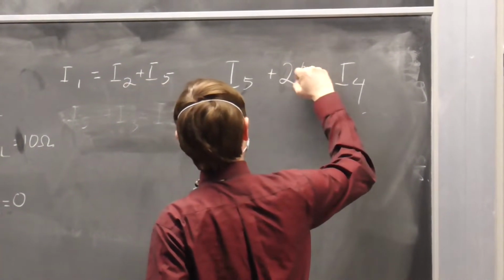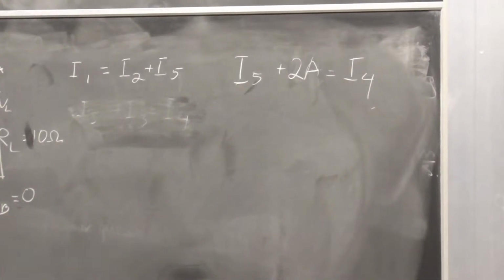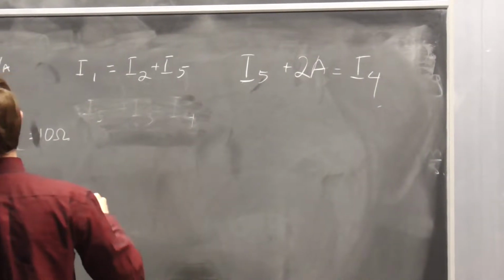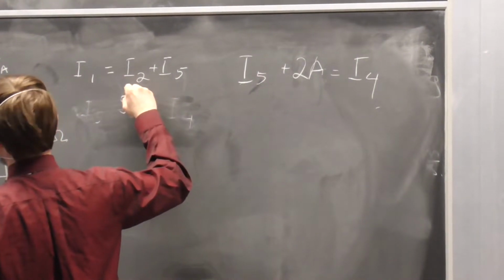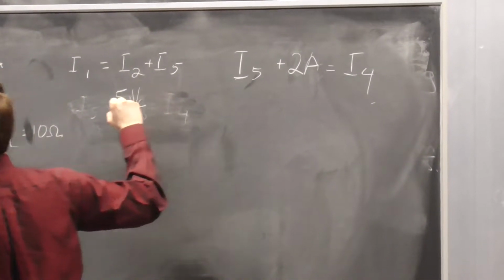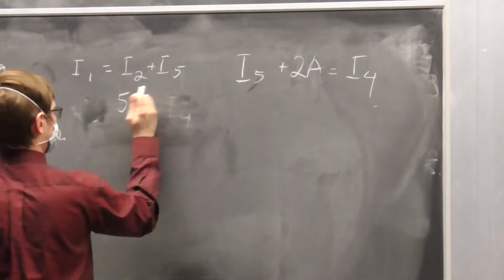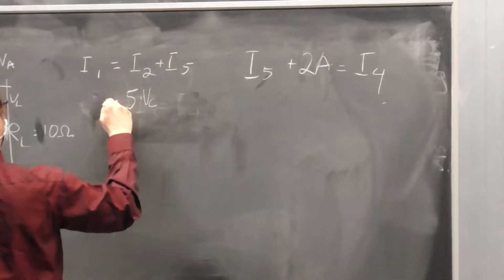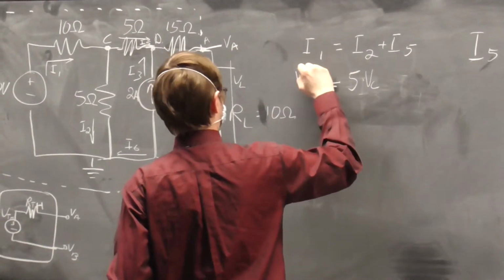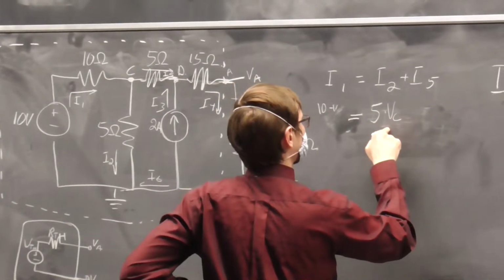So, 2 amps, good. So we start subbing in. I2 is 5 ohms multiplied by VC. The I1, oh, this is gross. I1 is 10 volts minus VC. Wait, have I got that right?